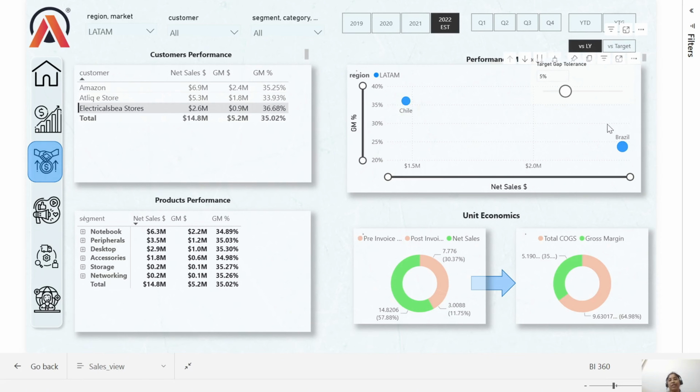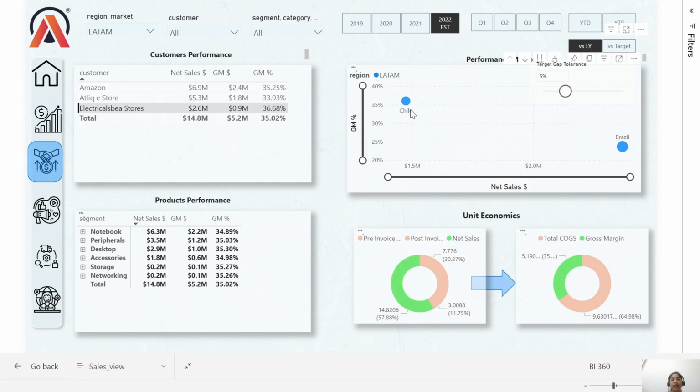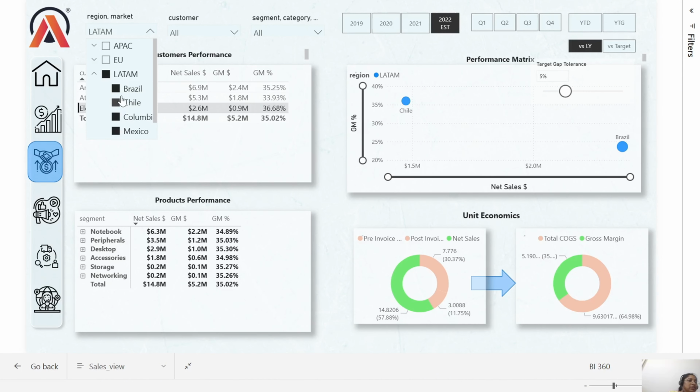When I set 5 percent, Brazil and Chile have met the target. The other two regions, Mexico and Colombia, are not meeting it. So we're going to improve the performance in these two particular regions also. Then moving to the unit economics. Unit economics will show a clear view of the reason for falling behind.